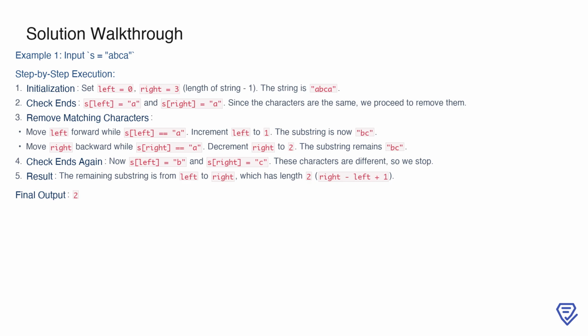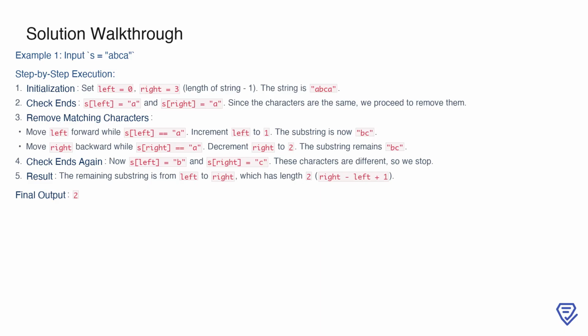To solve this problem, we start by initializing two pointers, left at 0, which represents the start of the string, and right at 3, which is the last index of the string since its length is 4. The input string here is abca. First, we check the characters at both ends of the string, s[left] is a and s[right] is also a. Since these characters match, we proceed to remove them.